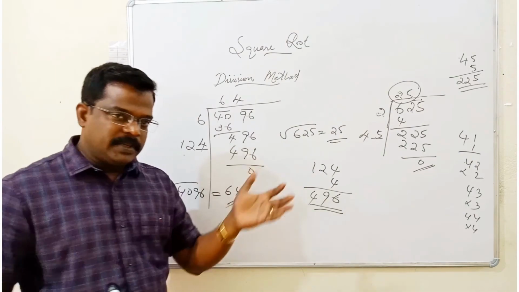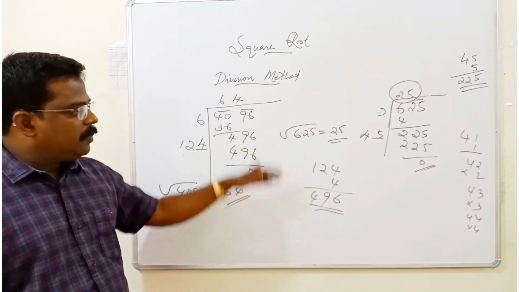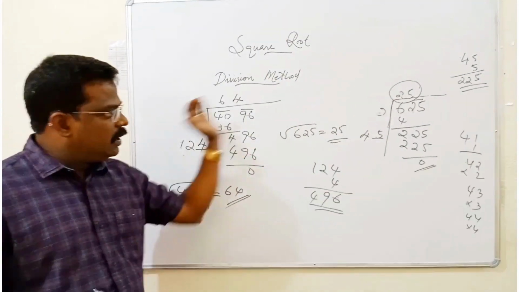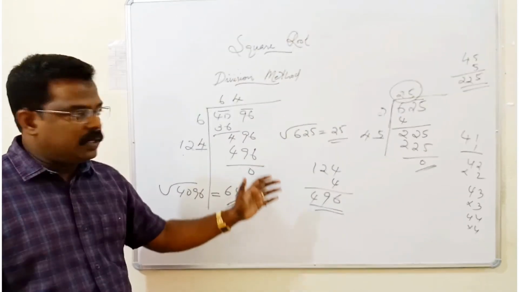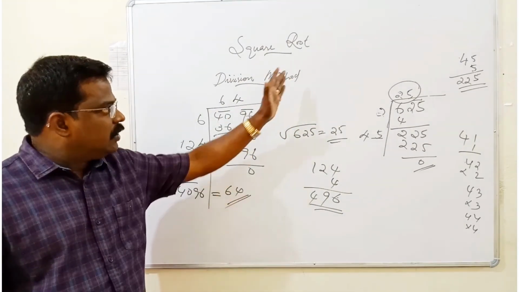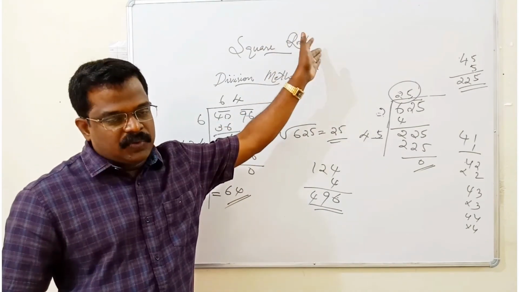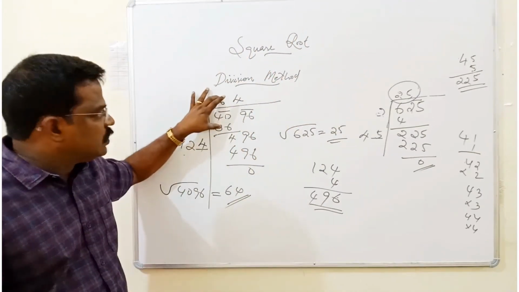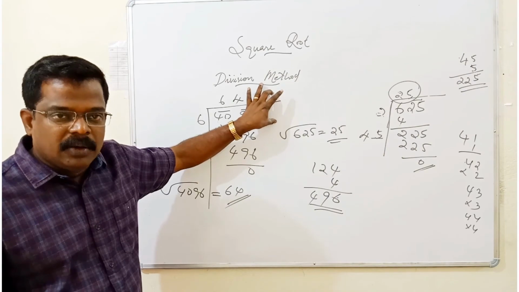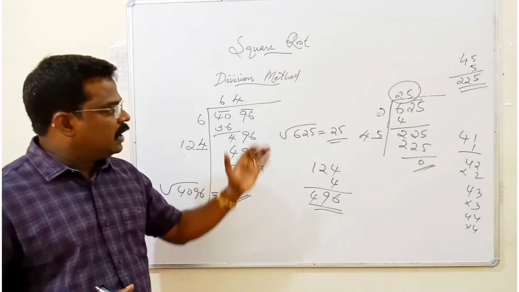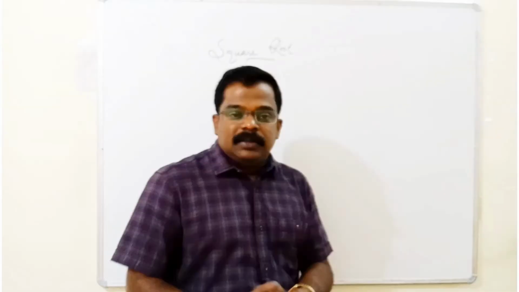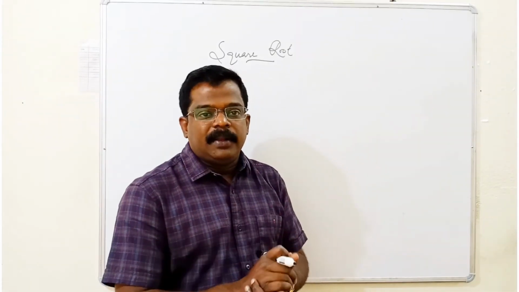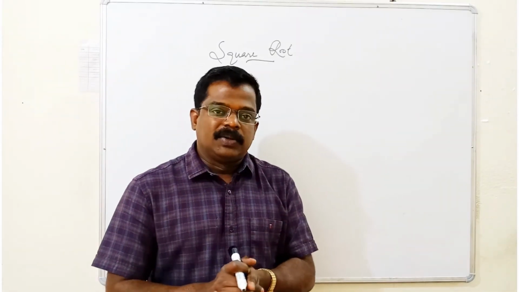This is the easiest method, and this can be used for finding the square root of any bigger number. But it should be a perfect square. This year you are studying the methods for finding the square root only in the case of perfect square numbers. In senior class you will study the square roots of other numbers also by using this method. Okay, my dear students, we completed this chapter, squares and square roots.